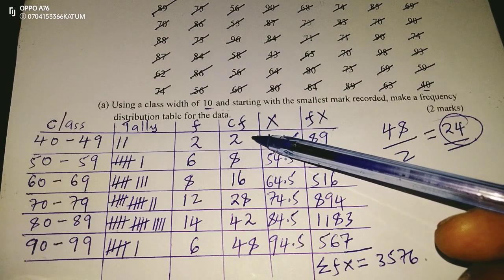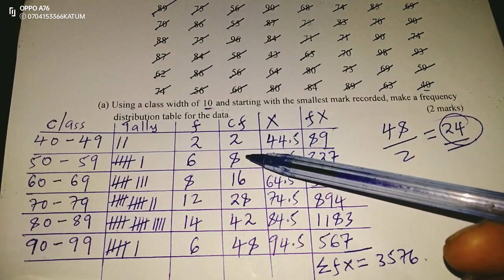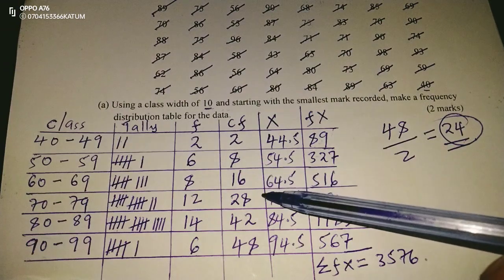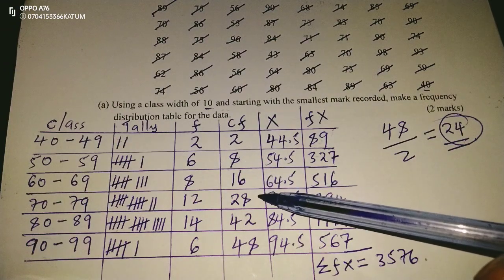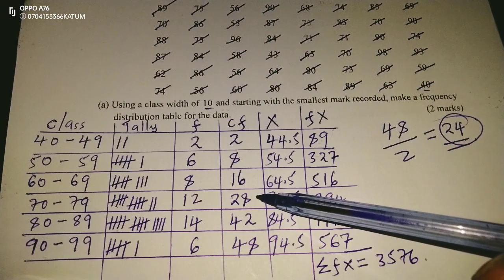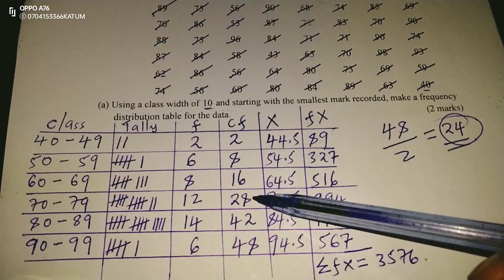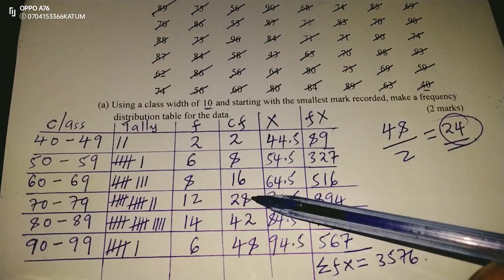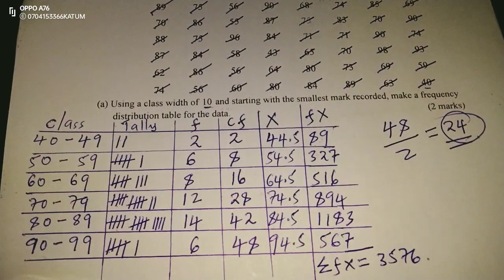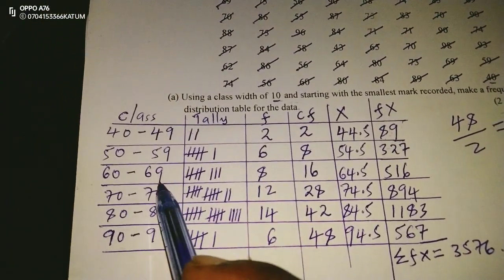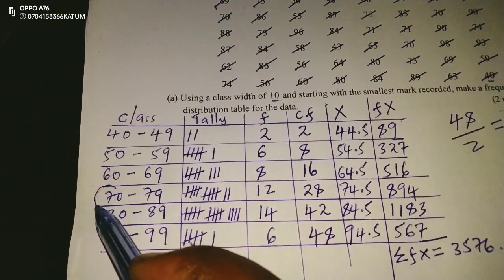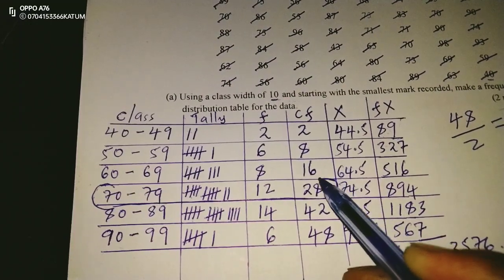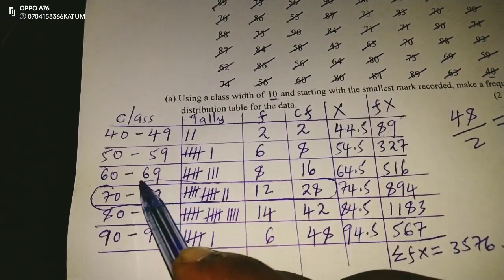Therefore, we got cumulative frequencies here: 2, 8, 16. So far we don't have 24, but in this class now, this is where the 24th student is contained. The class 70 to 79. So this becomes our median class.